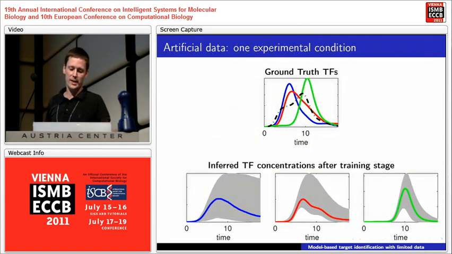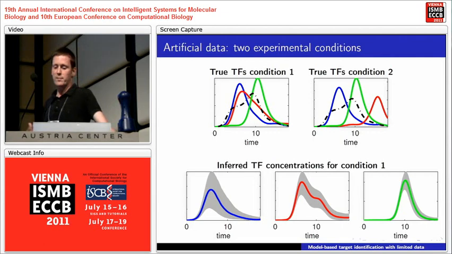So if we look at some artificial data, where we know what the transcription factor protein profiles are, and then we look at how we infer those at the training stage, then what we see is that if there are transcription factors which have rather similar profiles, like the red and blue case here, then the inference can be confused by them, and you get quite large error bars. If you have data from another condition where these transcription factors are quite well separated, then the inferred concentrations look much nicer, and you can clearly separate them. So inferring the targets of multiple transcription factors is made difficult if some of the transcription factors are indistinguishable, have very similar profiles.